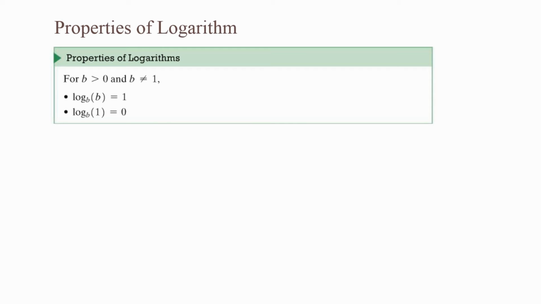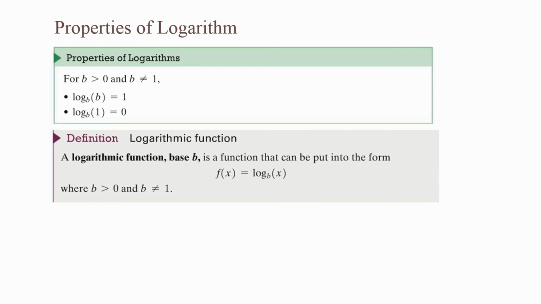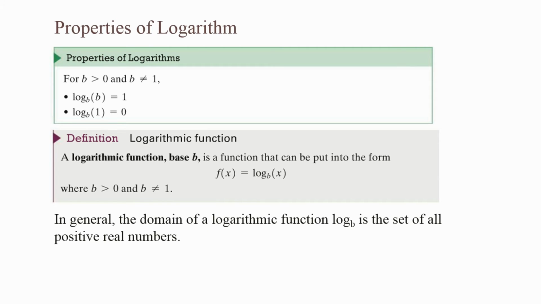Properties of logarithm. For b greater than 0 and b not equal to 1, log base b of b is equal to 1. If your base and your answer are the same, the exponent has to be 1. Log base b of 1 equals 0. Anything to the 0 power is 1. Definition of logarithmic function. A logarithmic function base b is a function that can be put into the form f of x equals log base b of x, where b is greater than 0 and b does not equal 1. In general, the domain of a logarithmic function, log base b, is the set of all positive real numbers.